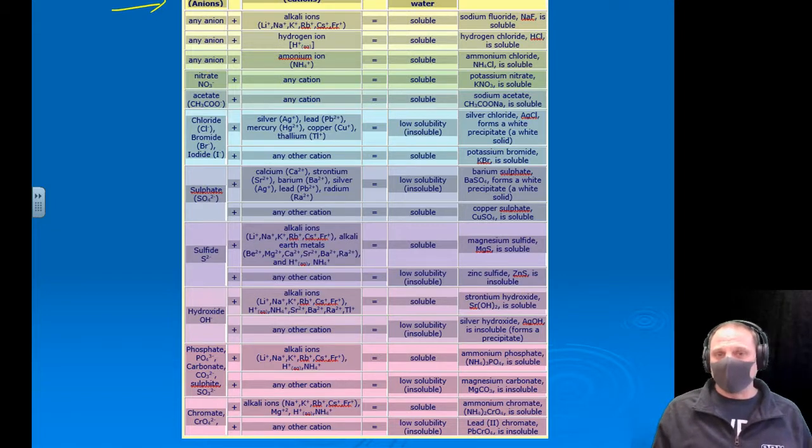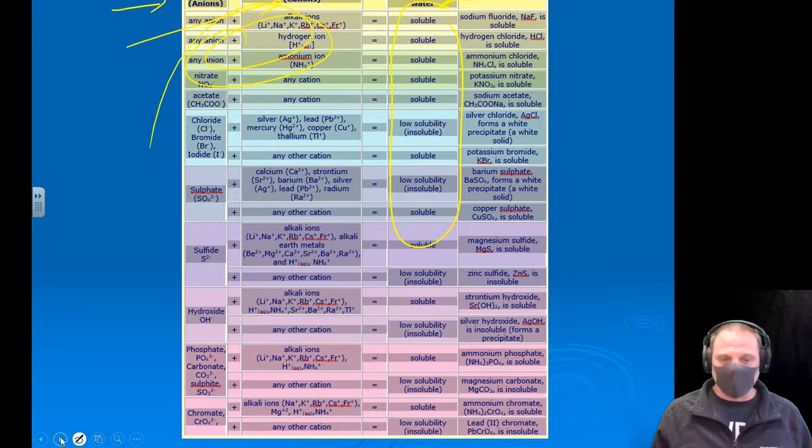Notice that we have negative ions here in that column, and then we have positive ions in that column over there. So basically, you're going to need to look at the negative ions and the positive ions and see if you can find a certain combination. And then you look over here at the second to last column, and you're going to be able to try to make a conclusion as to whether it's soluble or insoluble based upon the way that we connected things over here.